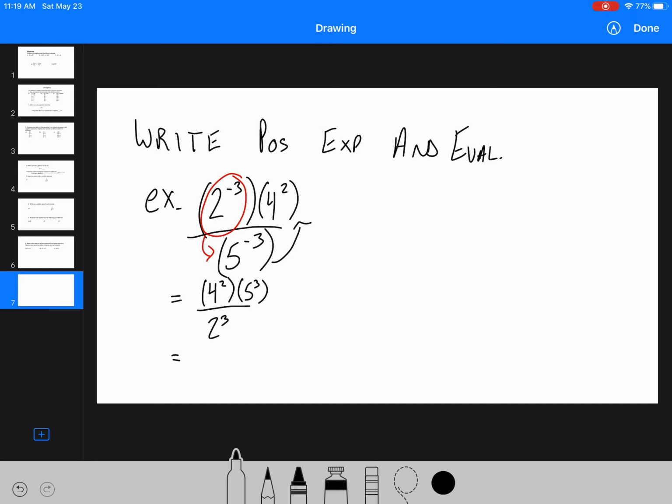And now all I'm going to do is evaluate. So 4 squared is 16. This is 125. And this is 8. There's a couple different ways you could do this, but all I'm going to do is multiply 16 times 125, and then divide by 8. So this is going to be equal to 250. 16 times 125 divided by 8 is 250. Okay, I'm just showing you can move the exponents both top and bottom at the same time.